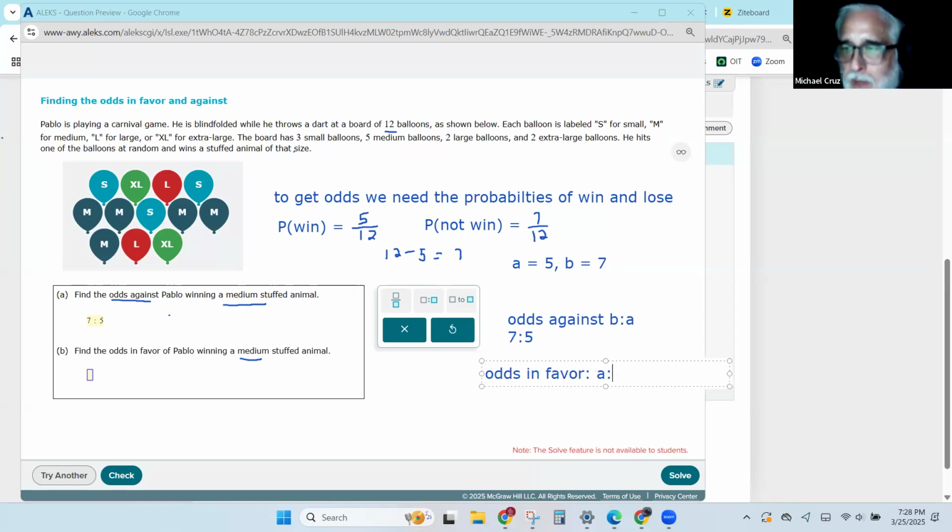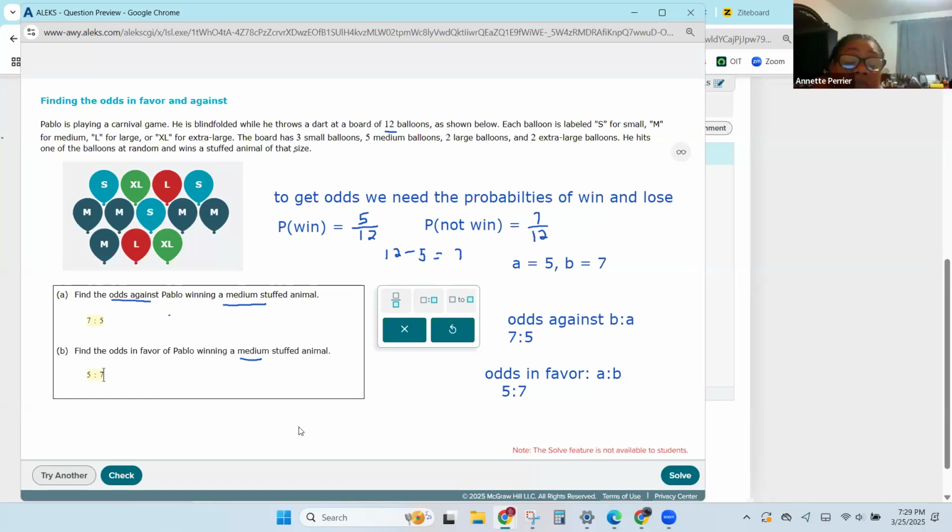Odds in favor is A to B. So that would be 5 to 7. Just turn them around. Okay. Any questions? All right, let's see what else they got over there we can work on.